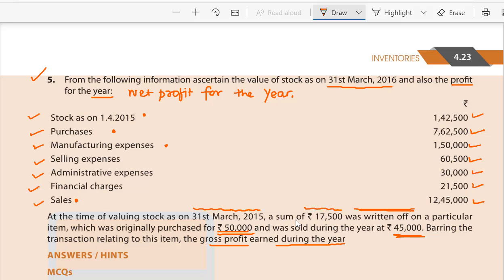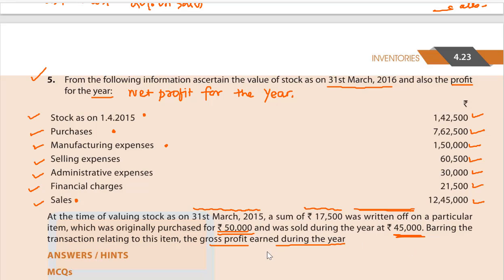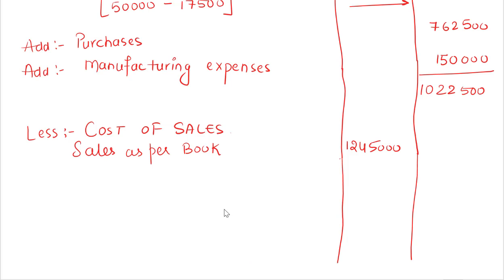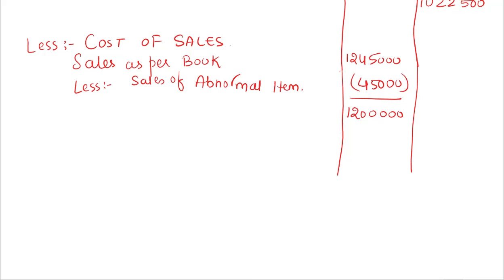Over here, there was an abnormal item of 32,500 book value, and we had sold it for 45,000. So abnormal sales is 45,000. That needs to be deducted from the sales. Right, less sales of abnormal item. What is the sale value? 45,000. So we have deducted, and the normal item sales is 12 lakhs.